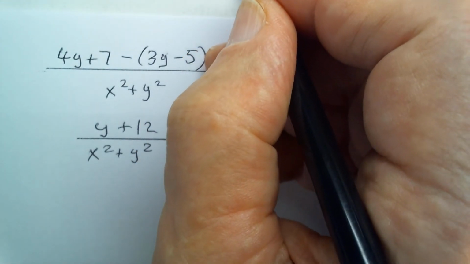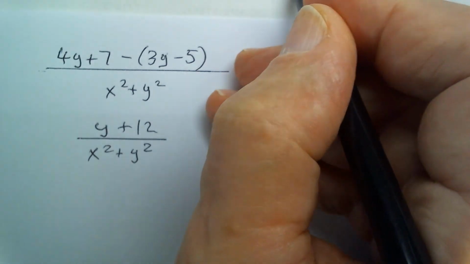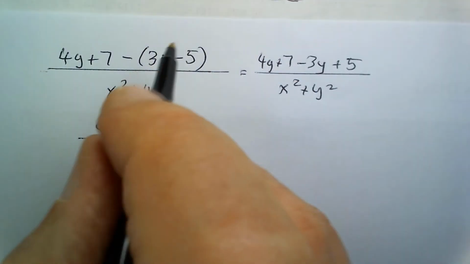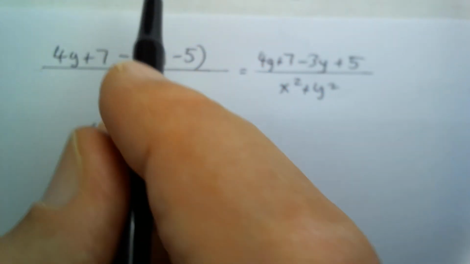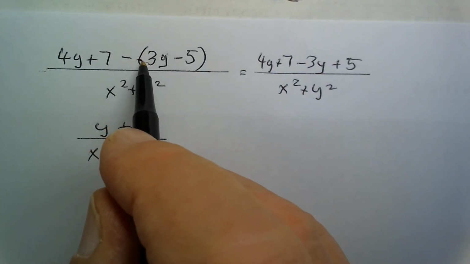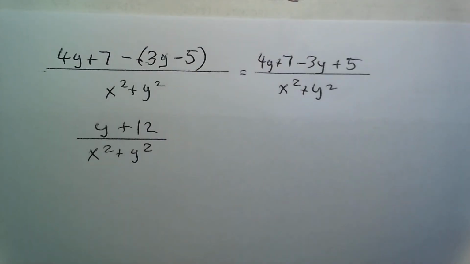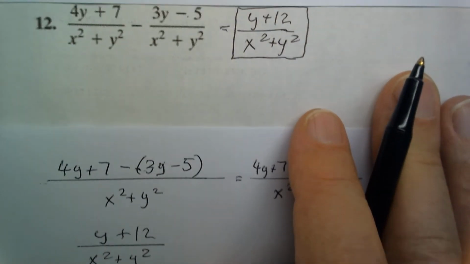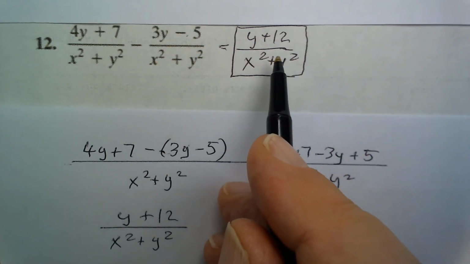So that's y plus 12 divided by x squared plus y squared. And just a word of caution, whenever you subtract a rational expression, especially when there's a minus sign there, really be careful how you do that. That is a minus that changes the signs of each of the terms inside the parentheses. So here's the final answer for number 12, y plus 12 divided by x squared plus y squared.